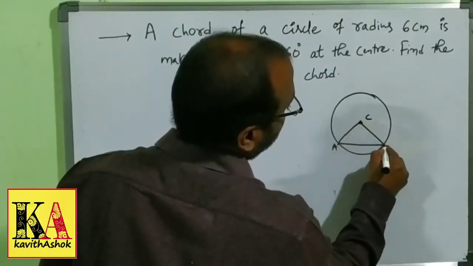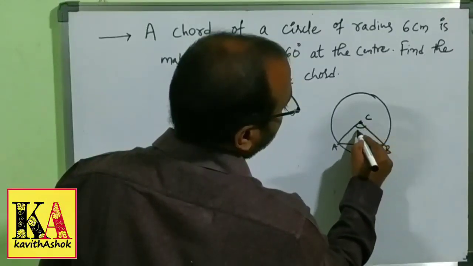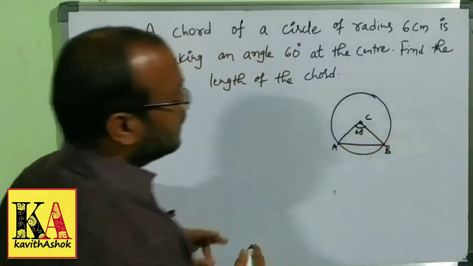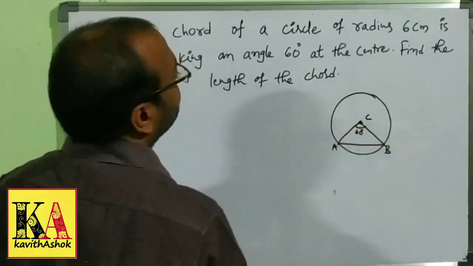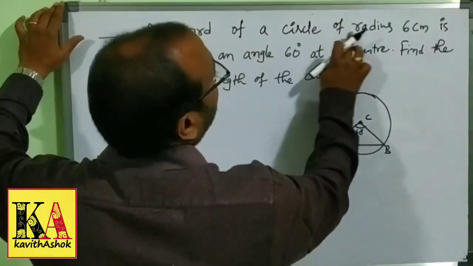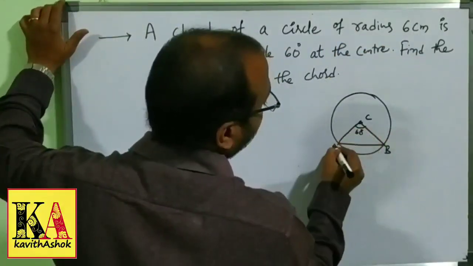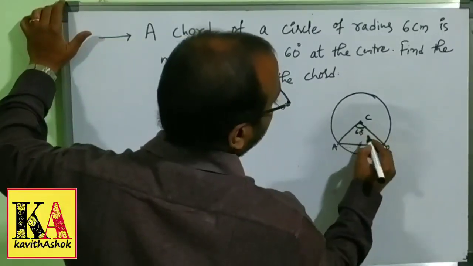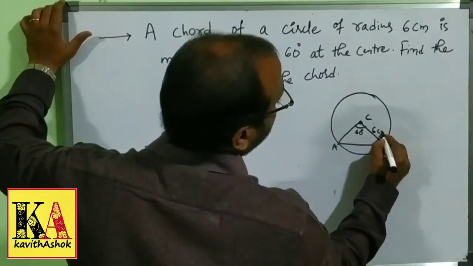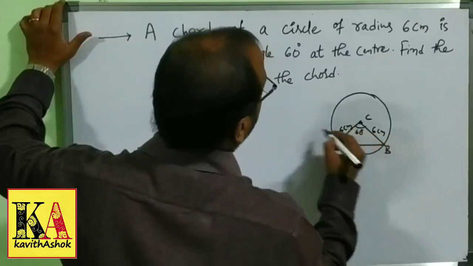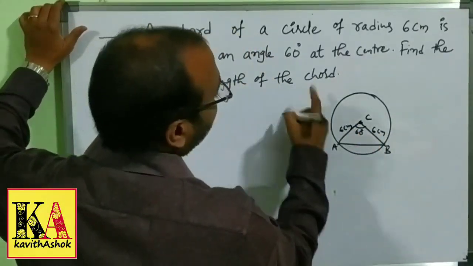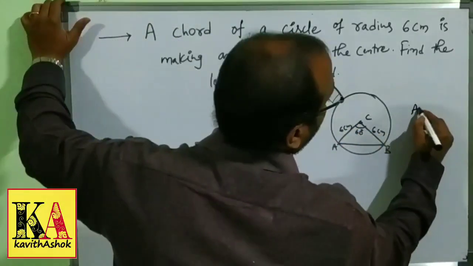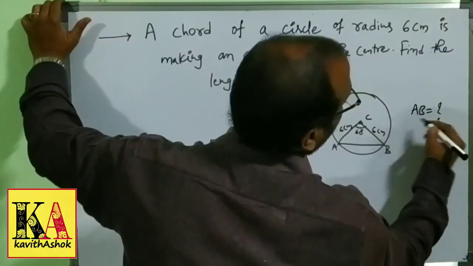This chord is making an angle of 60 degrees at the center. It is given the circle with radius 6 centimeters. So this is radius only and this is also radius, AC. So this is 6 centimeters only and this is also 6 centimeters only. Now we have to find out the length of the chord. AB we want. The length of AB we want.